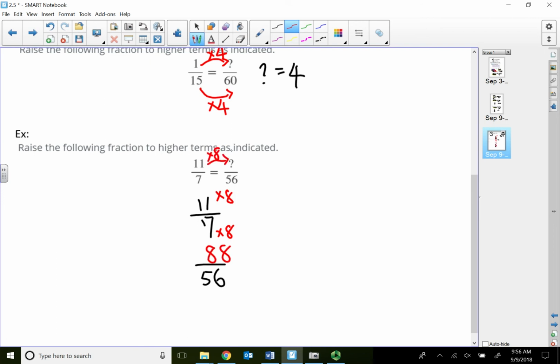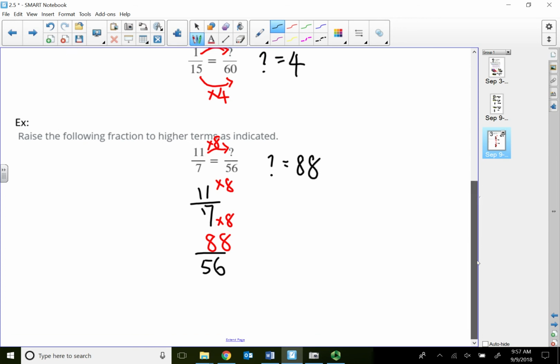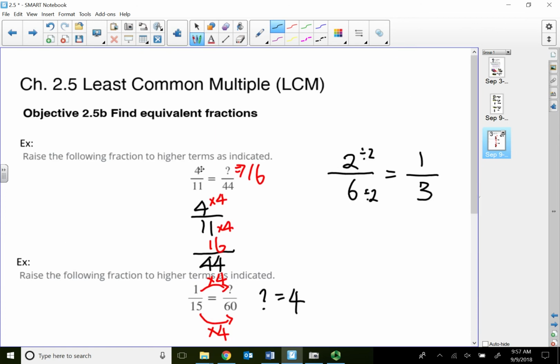All of these equivalent fractions have to do with adding and subtracting fractions. Alrighty, so that will conclude this lecture video on how to find equivalent fractions.